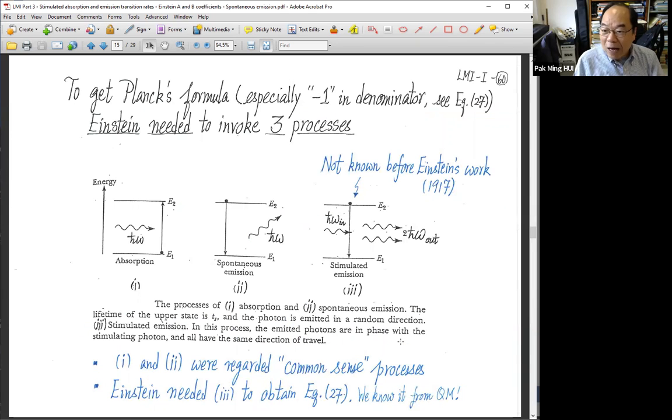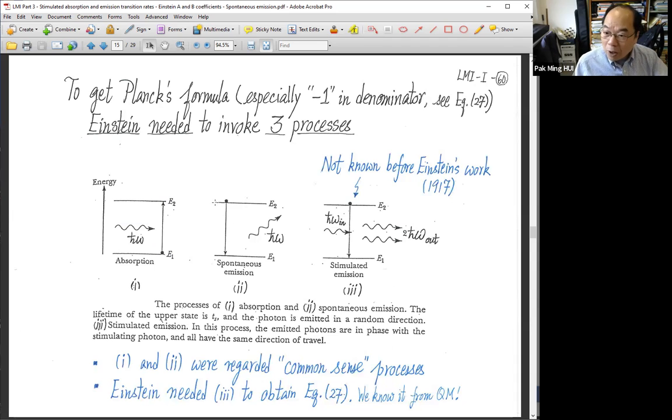And then he found that he needed to propose one new phenomenon, new at that time. So therefore, he needed 3 processes instead of the 2 well-known processes at that time. The processes are stimulated absorption, that's natural. When you have atoms down here, you have some stimulation at the right frequency, it will absorb. Well, that was known in the 19th century. You have all this spectrum of atoms.